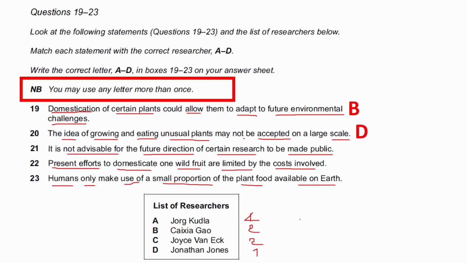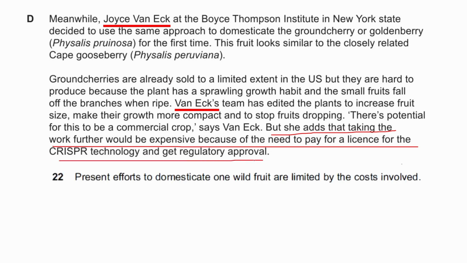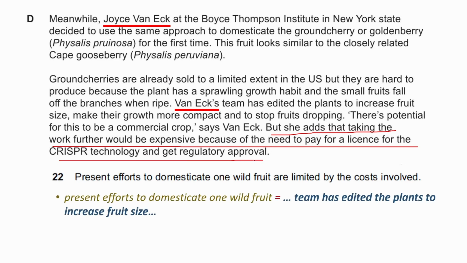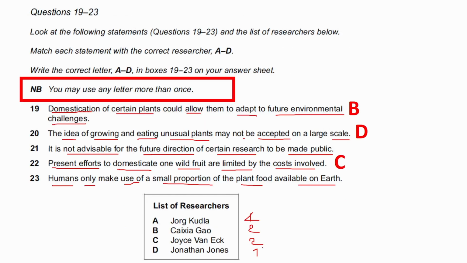So now it's time to continue with Van Eck. His name appeared twice in paragraph D, right? So this information, present efforts to domesticate one wild fruit are limited by the costs involved, appears here. She adds that taking the work further would be expensive because of a need to pay for a license and so on. So present efforts to domesticate one wild fruit: the team has edited the plants to increase fruit size. Limited by costs involved, taking the work further would be expensive.